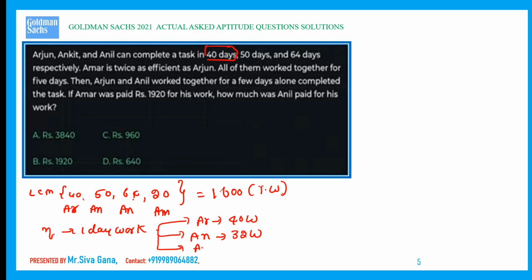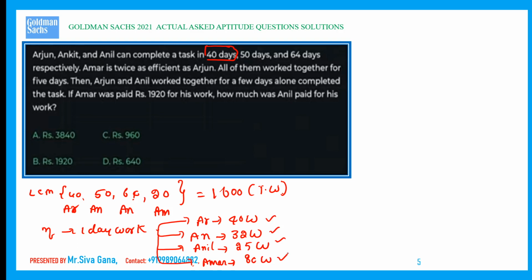Next is Anil. Anil's 1 day work is 1600 divided by 64, which is nothing but 25. Next person is Amar. Amar's 1 day work is 1600 by 20, which is nothing but 80. So these are the 1 day works of these 4 persons.